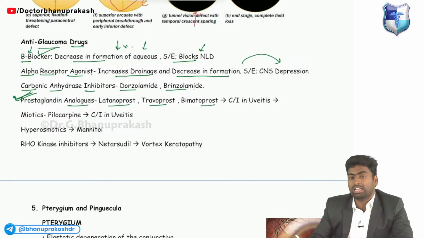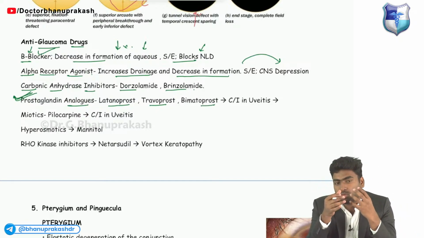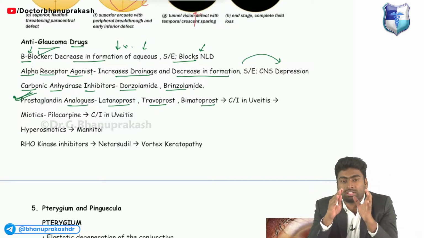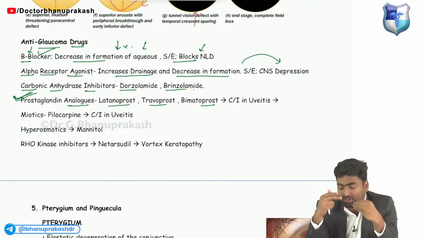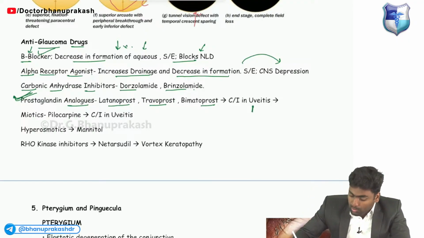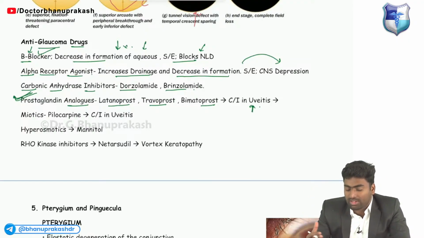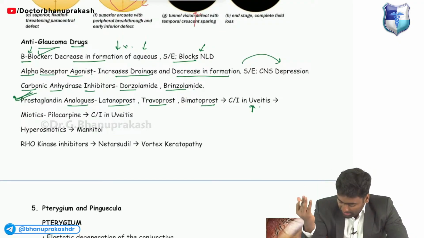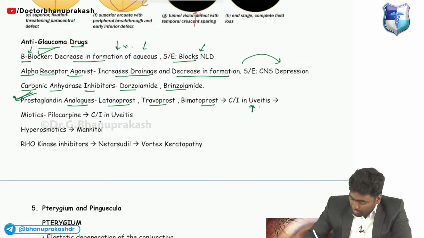bimatoprost. Usually, there will be two mechanisms of aqueous flow. One is known as trabecular flow, and another is known as uveoscleral flow. So prostaglandins will increase the uveoscleral flow. Remember, we know prostaglandins are increased during inflammation. So they will be contraindicated in the case of uveitis. Fine, they will be contraindicated in the case of uveitis.